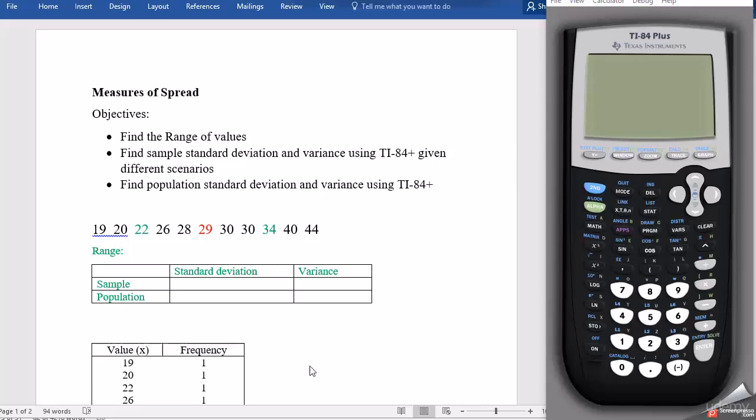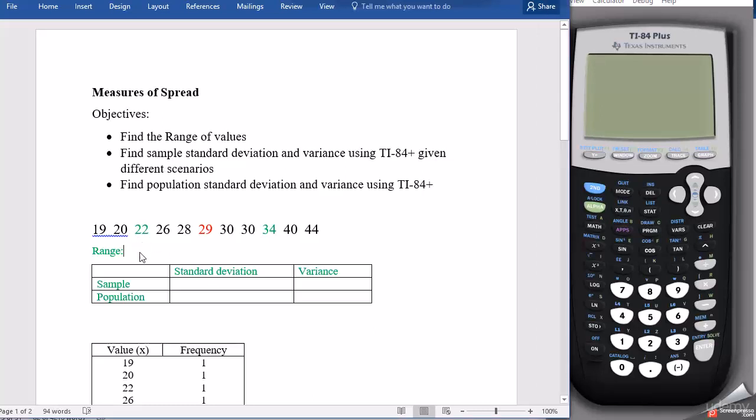Today we are going to be talking about measures of spread. Last time we talked about the measures of center, the mean, the median and the mode. So today we are going to be looking at those measures or values that tell us about the spread or the width of the data. We're going to be talking about the range, the standard deviation and the variance of samples and populations.